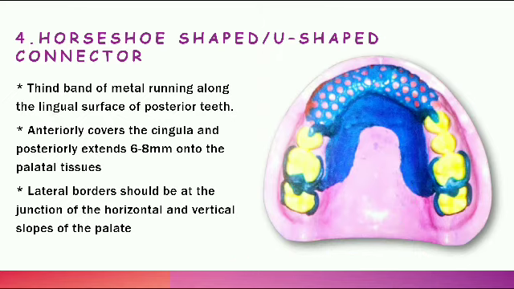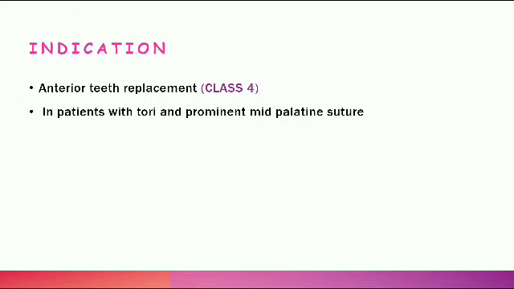Now let us move on to the indications. Where do we use the U-shaped connector? We use it in Class 4 when anterior teeth replacement is required, and if there is a palatal torus present, or any prominent mid-palatine suture, we can go for this so that we can completely avoid both of these situations.